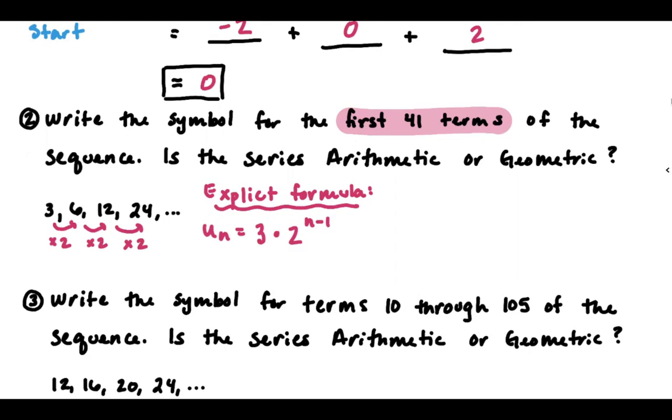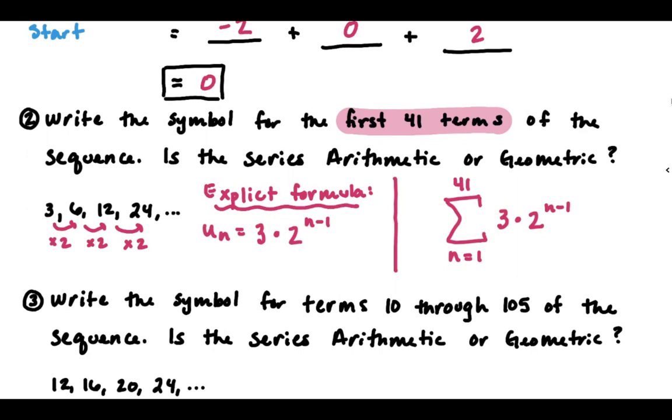Okay, so let's use that to write our series. So we want to add up that sequence. So I'm just going to put the explicit formula for the sequence right there. And then I want to start at n equal to 1, because it's the first 41 terms. And then I want to stop at 41. And that's it.